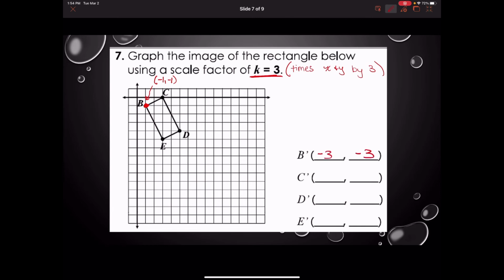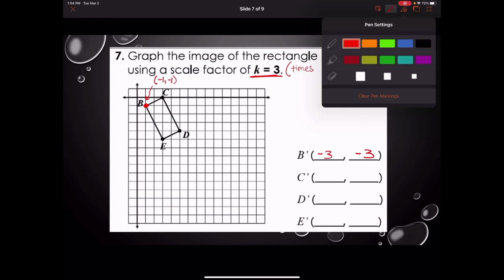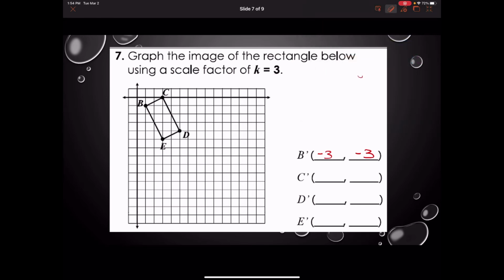So I scratch that. Okay, so let's look at this one. They've given me a scale factor of 3, which means I'm going to multiply by 3. But I don't have ordered pairs. They've just plotted it for me.